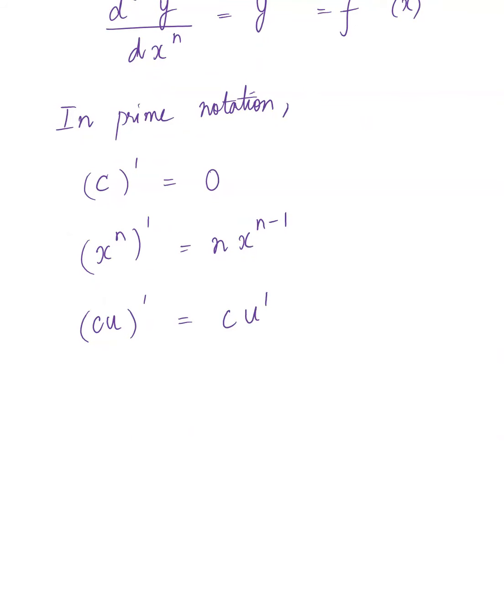So cu, the whole prime, is you're taking the derivative. So the way you read this is derivative of cu. But the answer for that is c times derivative of u. So I just want to write that here. That means it is the derivative of cu. Here it means c times the derivative of u.